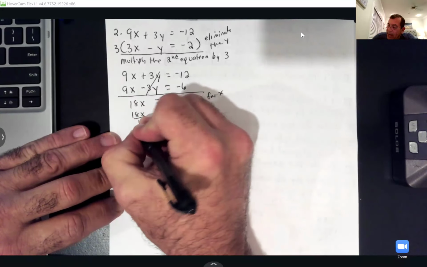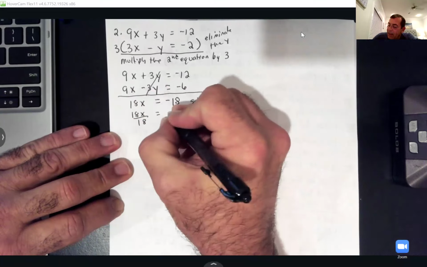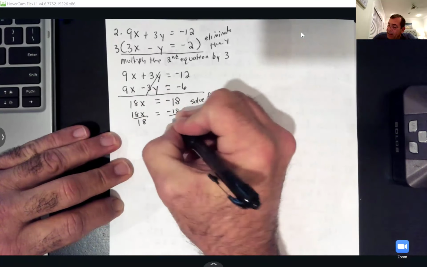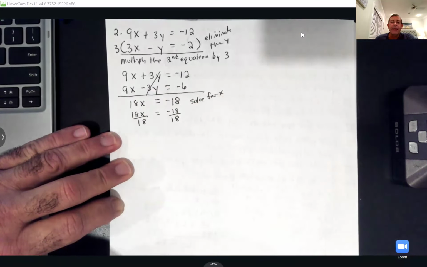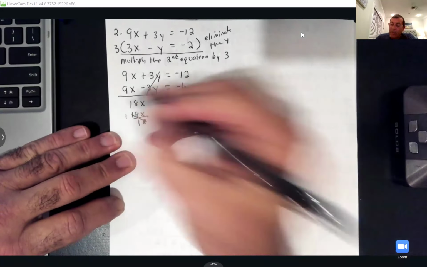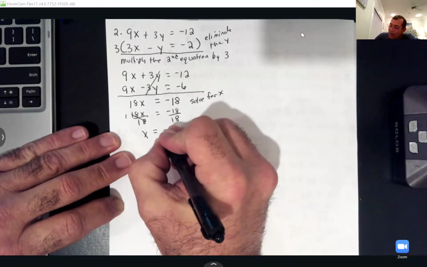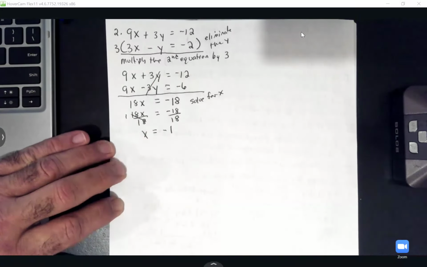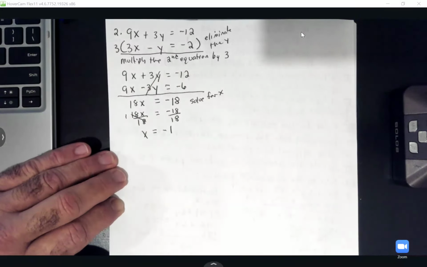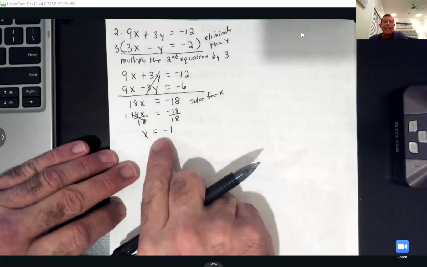So 18x divided by 18 will equal my negative 18 divided by 18. So y'all, this side's going to give me a positive 1x. And this side's going to give me what? A negative 1. There you go.